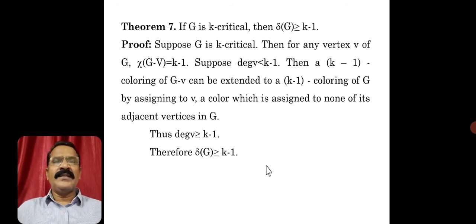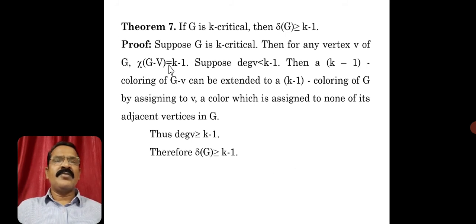Now the result is, if G is K-critical, then the minimum degree of the graph is always greater than or equal to K minus 1. So this is the result. Now how to prove the result? Suppose G is a K-critical graph. Then for every vertex v of G, the chromatic number of G minus v is equal to K minus 1.